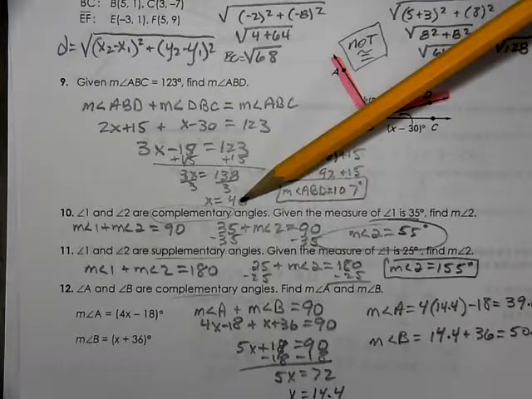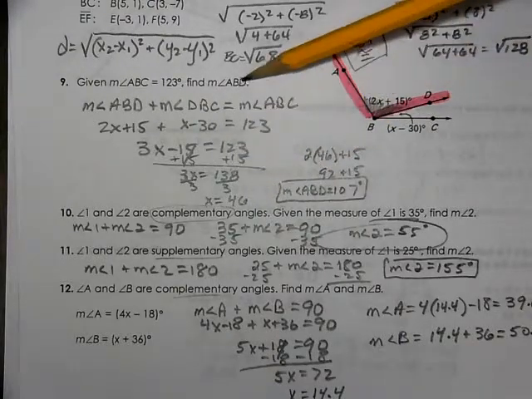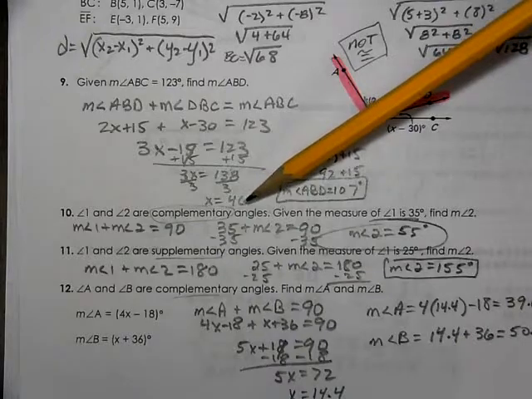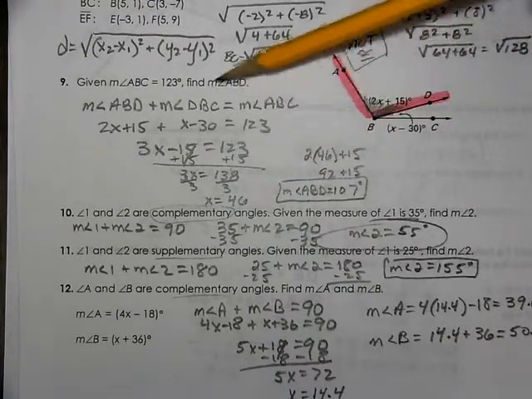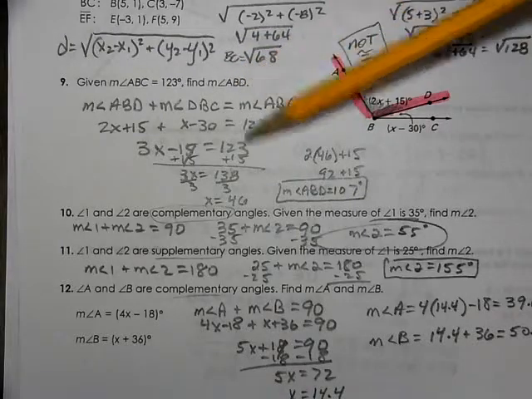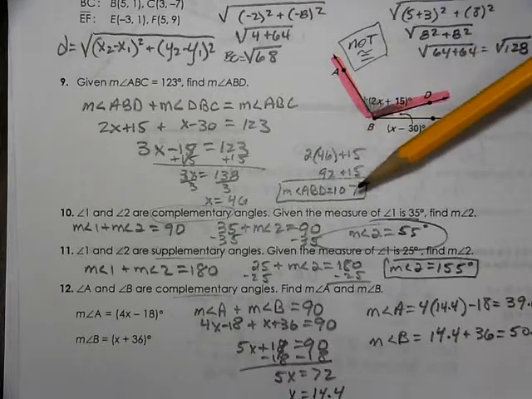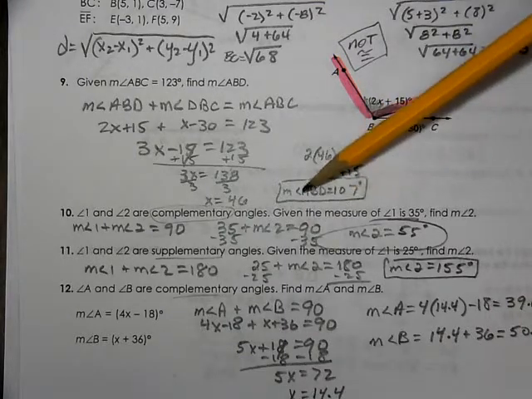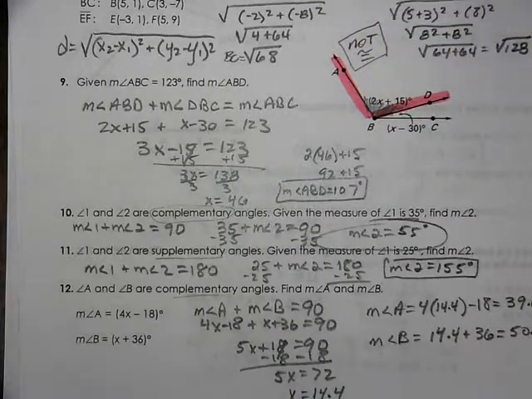x value of 46. If x is 46, you've got to watch to be sure that you're answering the question. 46 will most likely be an answer on the midterm. You want to be sure you answer the question, which asks for the measure of angle ABD. The measure of angle ABD would be 2 times 46 plus 15, which comes out to 107 degrees.